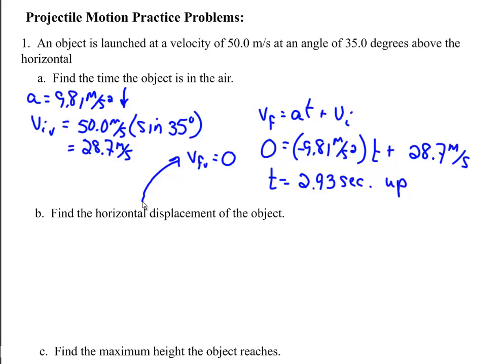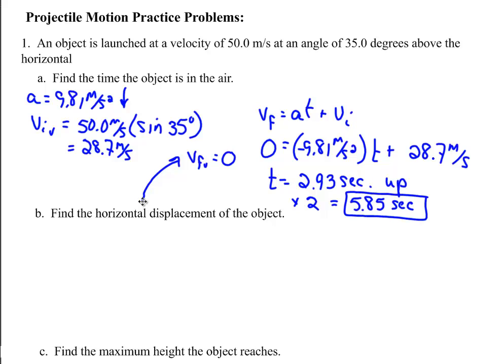I'm looking for the time it's in the air. It is in the air as it goes up, and it's also in the air as it comes back down. So I'm going to double that time, and I'm going to get my actual answer. And so I get 5.85 seconds. And that is the total amount of time my projectile is in the air.